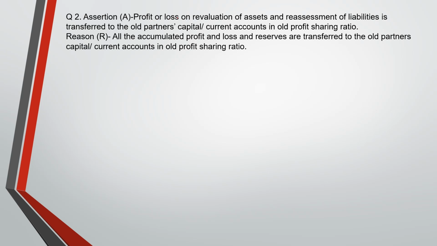The assertion here is profit or loss on revaluation of assets and reassessment of liabilities is transferred to all partners' capital or current account in old profit sharing ratio. Yes, true. When there is a change in profit sharing ratio or admission of partner and we go about changing the value of the assets and liabilities, we open a revaluation account and we put all the adjustments through that, find out the net profit or loss on revaluation. Whether it's a loss or profit, we transfer it off to the partners' capital or current account and it will be given in the old profit sharing ratio.